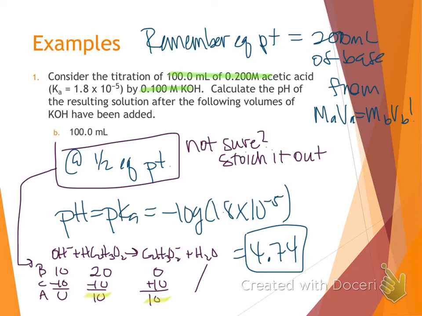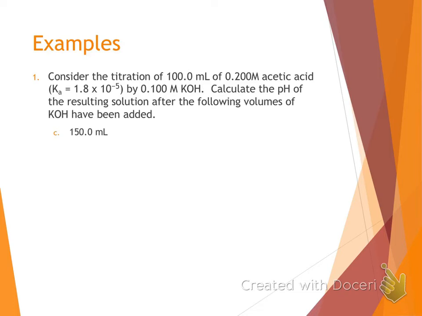Well, we have equal parts weak acid to our conjugate base. That's our ideal buffer where pH equals pKa. Again, I think it's way easier just to remember where your equivalence point is and recognize that this is your half equivalence point. All right, let's go on and look at part C.